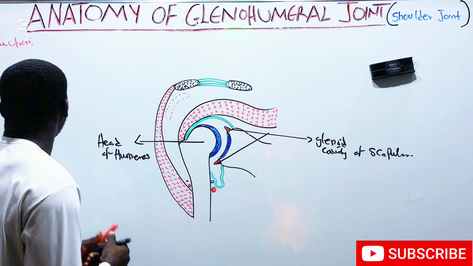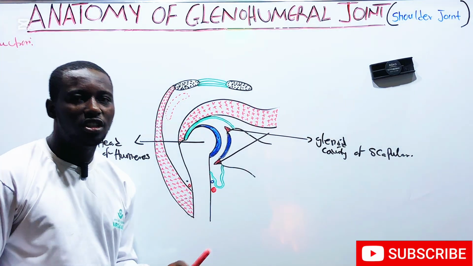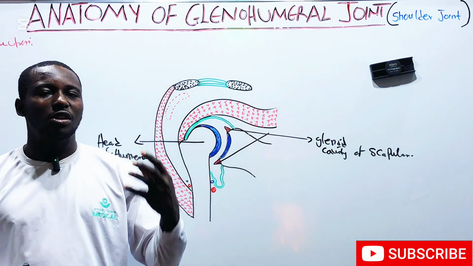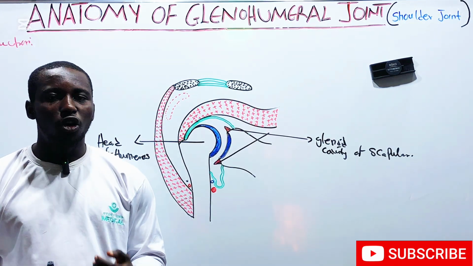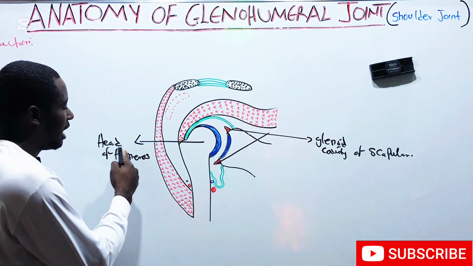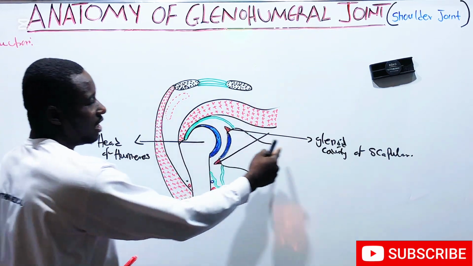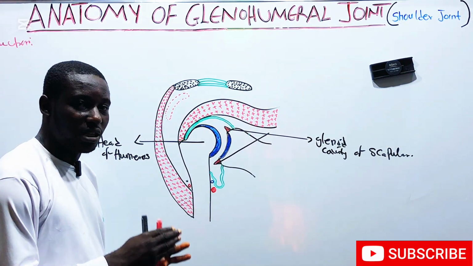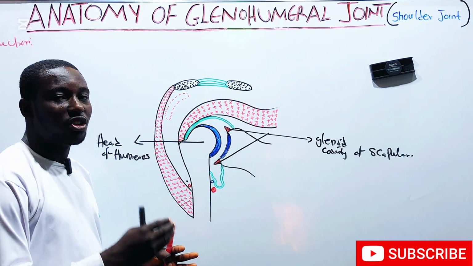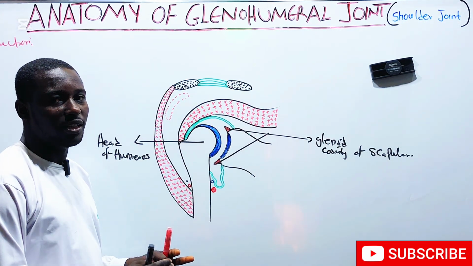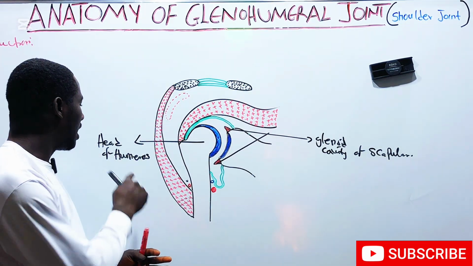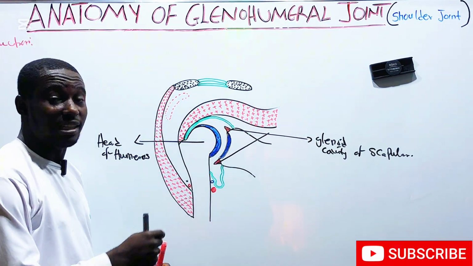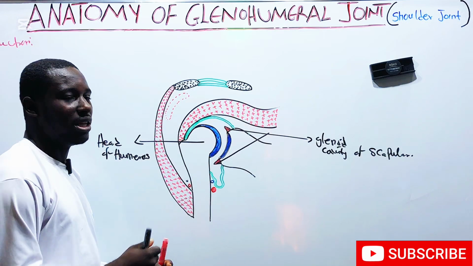Okay, so what is the shoulder joint? The shoulder joint is a ball and socket type of synovial joint variety that is formed between the head of the humerus and the glenoid cavity of the scapula. That is just the concept of the shoulder joint. It is a ball and socket type of synovial joint variety that is formed between the head of the humerus and the glenoid cavity of the scapula. So that is the introduction of the shoulder joint.